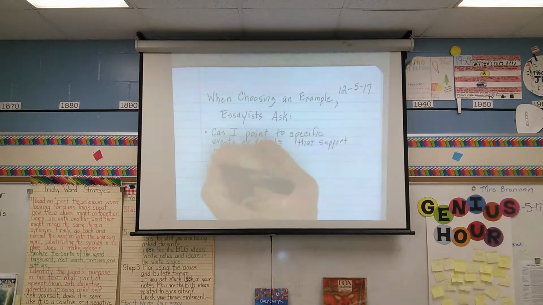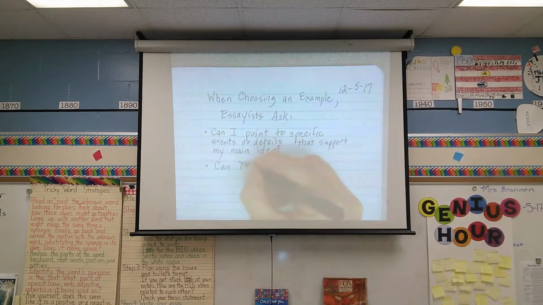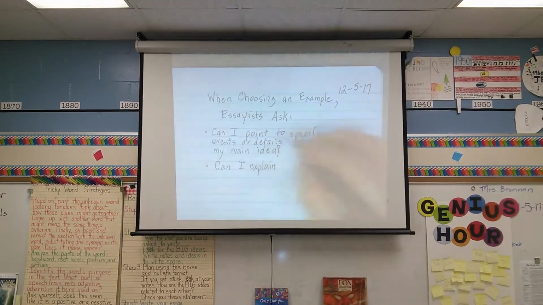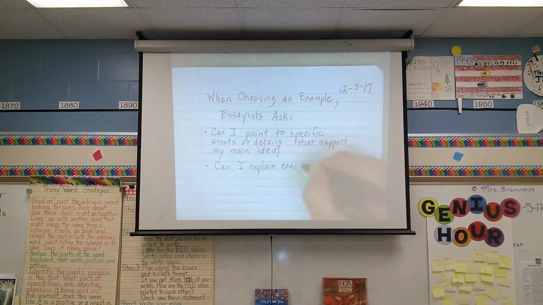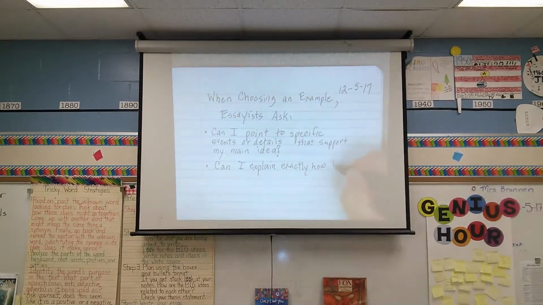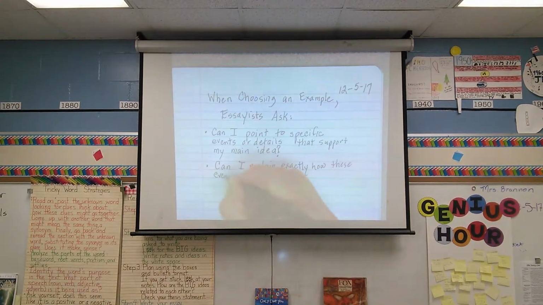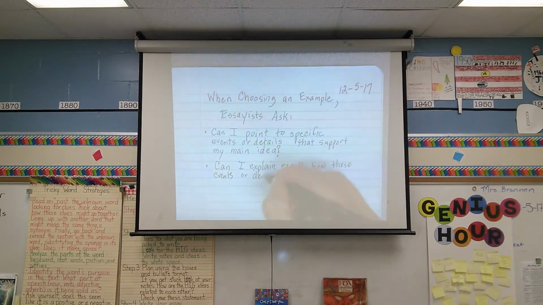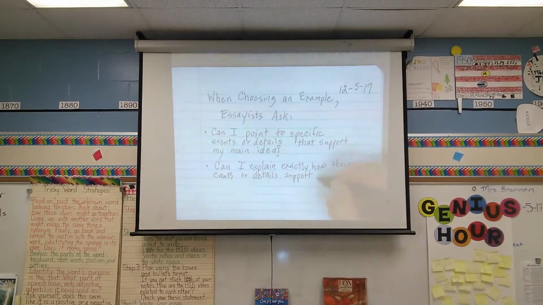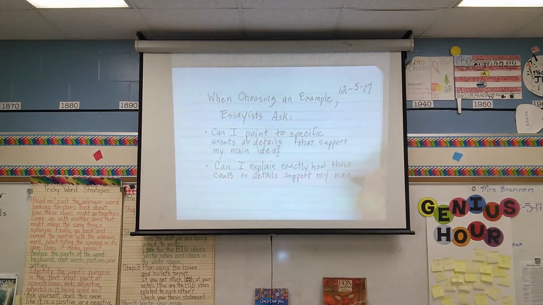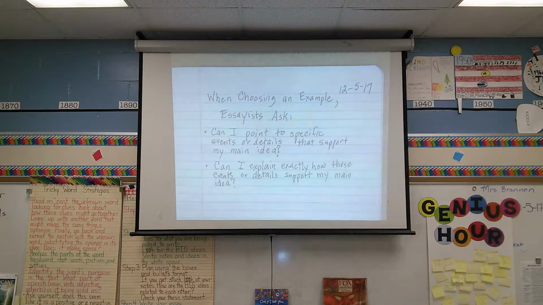Now, the other question that an essayist is going to ask is, can I explain exactly how these events or details support my main idea? So two things that you are supposed to do when you're writing your body paragraph are pointing, first off, to specific events or details in the text that support your main idea. But then you also need to explain exactly how these events or details support it. So you're doing two parts.